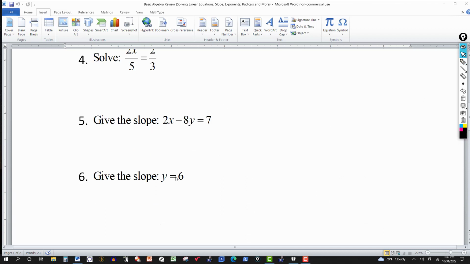Give the slope. Notice this one is solved for y, but it doesn't have an x. That simply means that the coefficient of the x is 0. So if I rewrite it in the slope-intercept form, this would be m: y equal to mx plus 6. In this case, this is your b, or your y-intercept. So the slope for this one, denoted by m, would be 0. This would be a horizontal line.